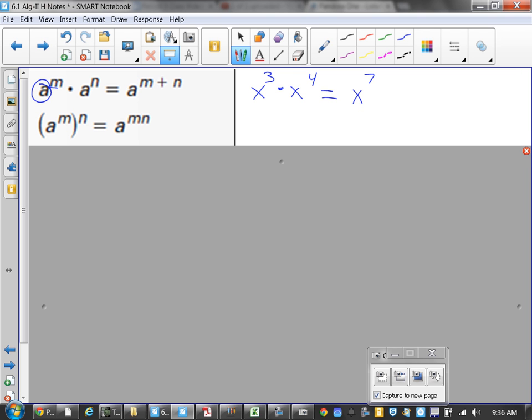Okay. Power to power. When you have power to power, you multiply them. It's raising an exponent to an exponent. So in this example, if it's r to the 4th to the 5th power, that's basically saying you've got r to the 4th 5 times, which is r, r, r, r, r, and so on.